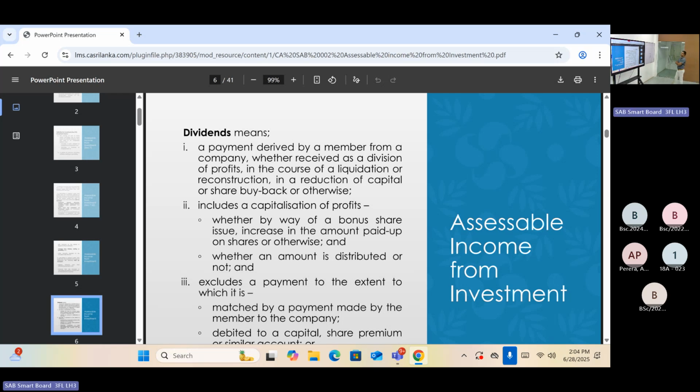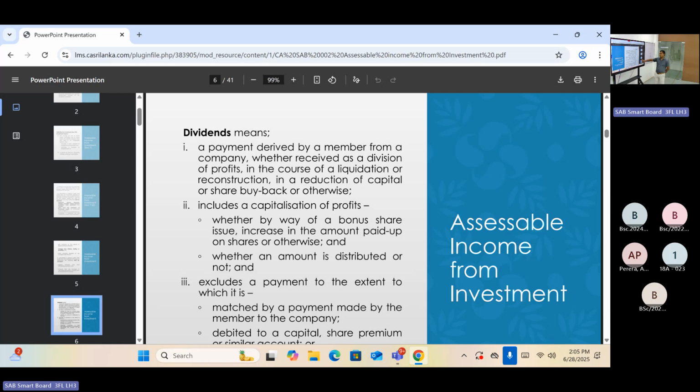Thereafter it says it includes the capitalization of profit, whether by way of bonus share issues, increase in the amount paid up on shares or otherwise. Say a bonus share, that is also treated as dividend, because it is a mode of distribution or division of profit. Right? So in that context, it is said a bonus share issue is also treated as dividend, whether an amount is actually distributed or not. If it is capitalization of reserves, it is also part of dividend. Right?